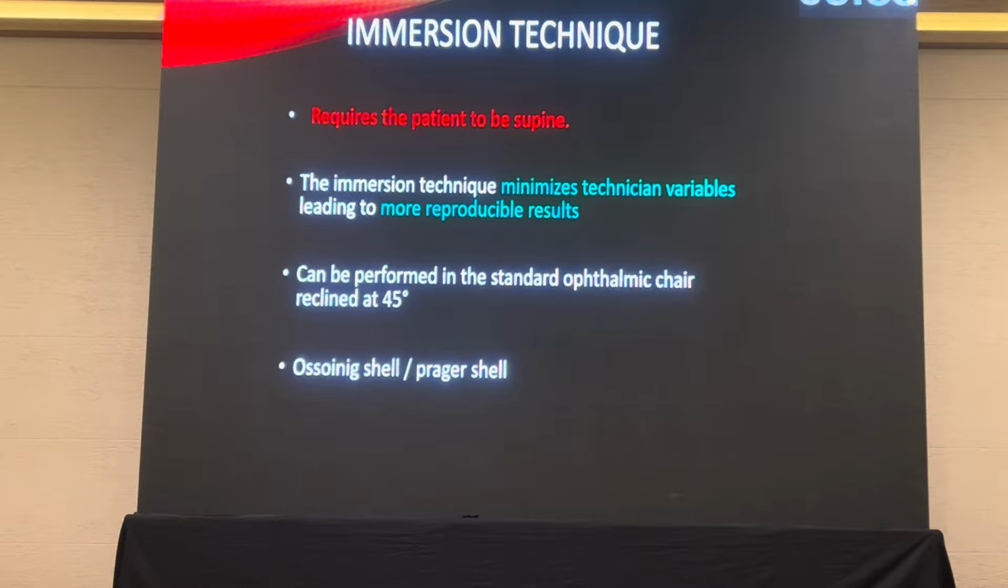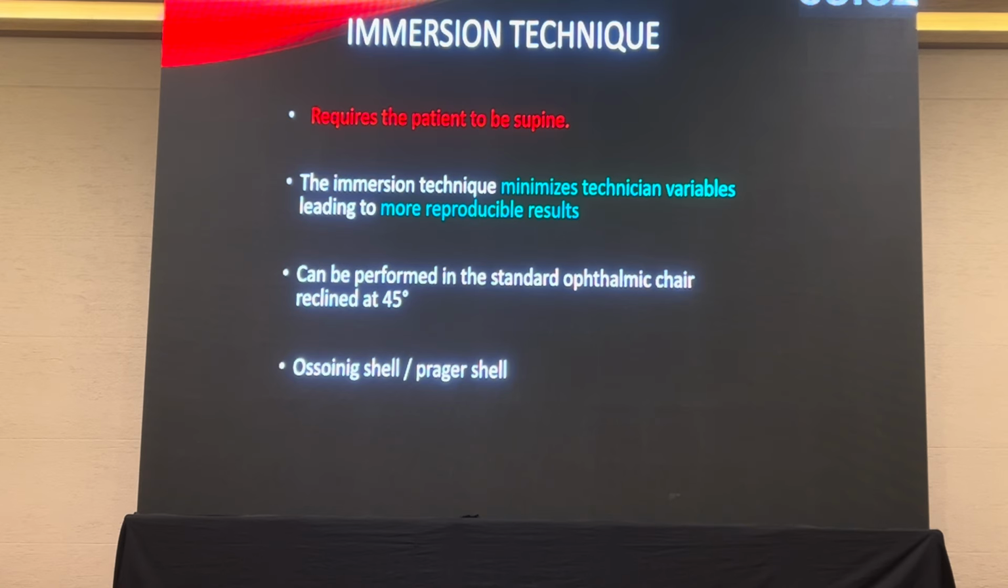Immersion technique is the way to go. Contact biometry is almost obsolete because, as we know, it can cause indentation and it can give you false, shorter readings of the axial length. The only problem is that the immersion technique requires the patient to be supine, and the probe doesn't touch the cornea. It goes through a water bath.